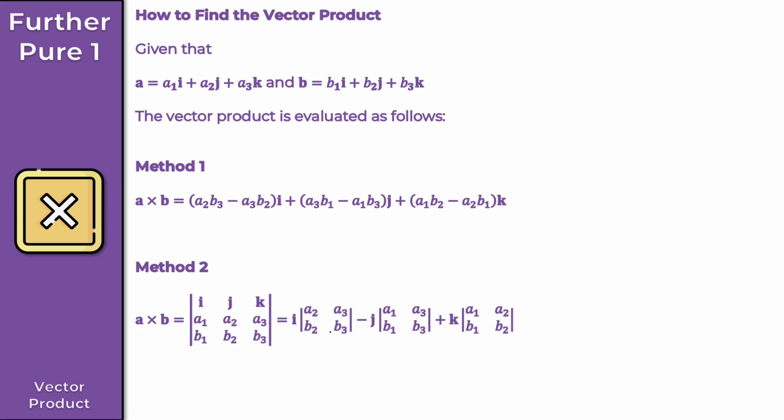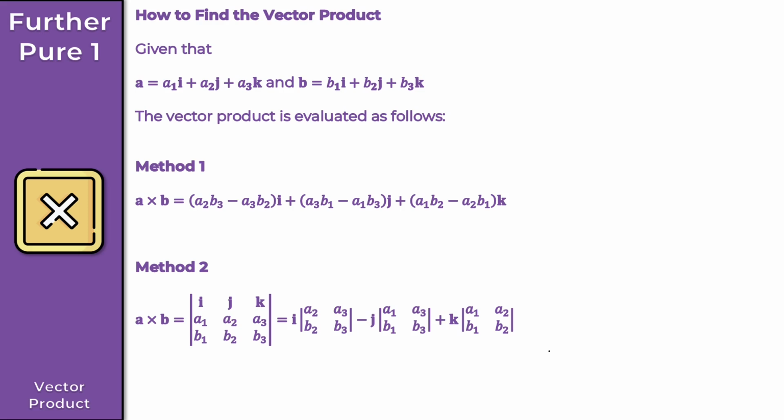Going along this row then, we have minus j now. So this is always plus, minus, plus, and so on. So we get minus j. Again, we multiply this by the remaining 2 by 2 determinant. We cross out this row here and this column now. So what we get left with is A1, A3, B1, and B3, exactly as required. And then finally, we have plus k here, times, well, we cross this row out here and this column. As you can see, we get A1, A2, B1, and B2, again exactly as required here.